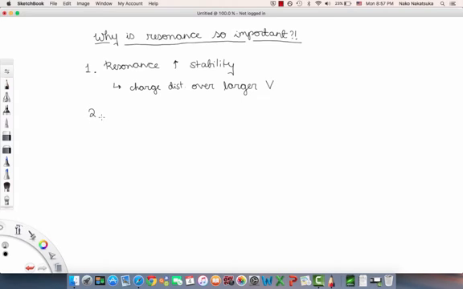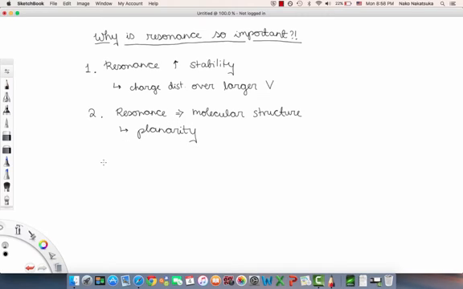The second point I wanted to mention was that resonance highly influences molecular structure. So resonance influences molecular structure. And I already talked about how important molecular structures are in the previous chapter. And this in turn also causes planarity.